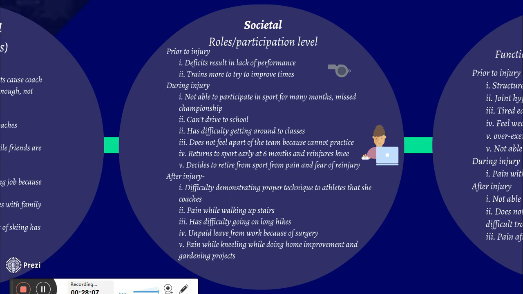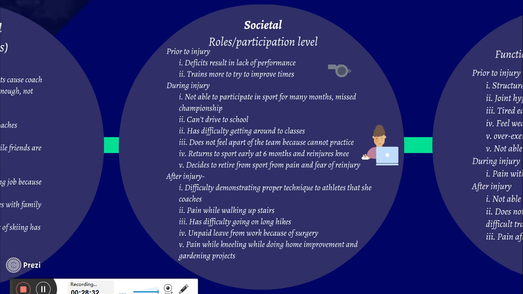And maybe because of that, she felt like she needed to return to sport early, and she re-injures her knee. And then another thing that could affect her is, because of all this, because of how she feels with her role in her injury, she decides to retire from her sport because of pain and fear of re-injury.